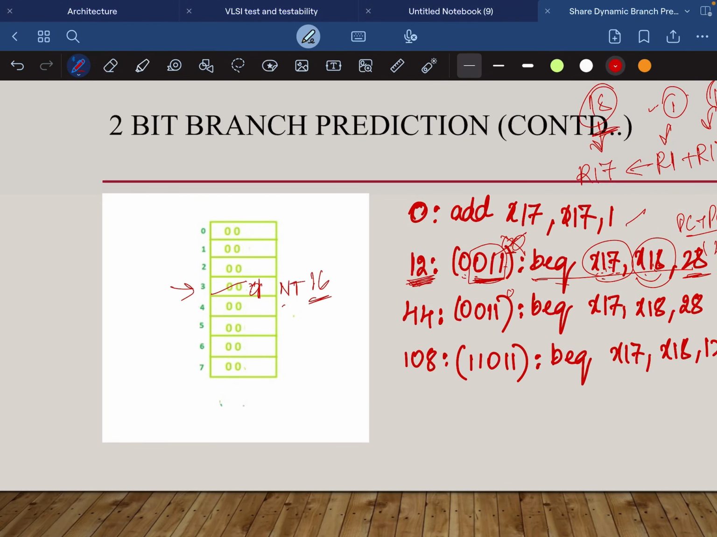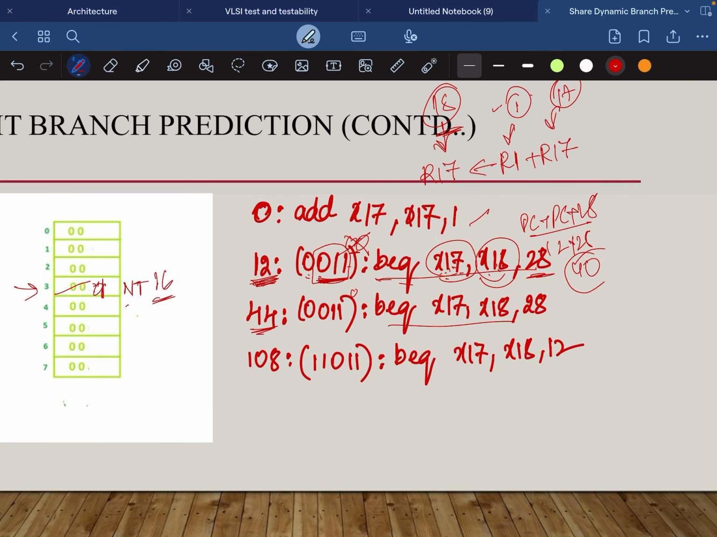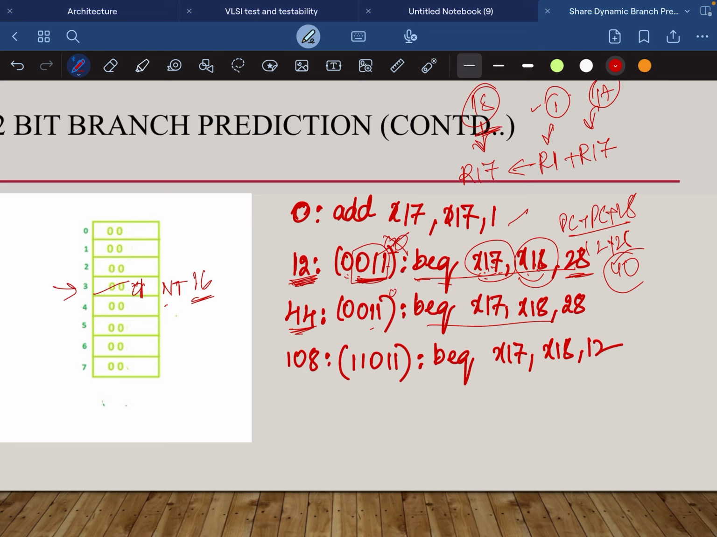Next, in the 44th location, this instruction has come again, so the address is the same. Generally we have a branch history table whose size is equal to the number of branches we have in our instructions, so that no two branches access the same location. Usually the last 3 bits are used for indexing. It goes again to the third location.